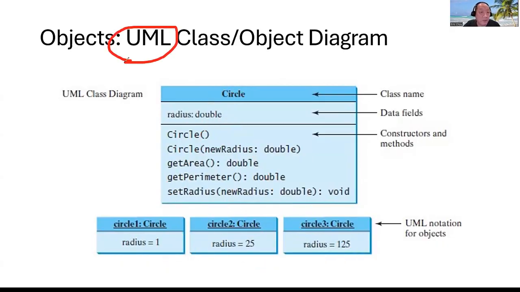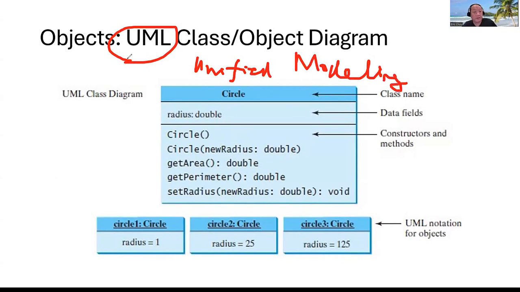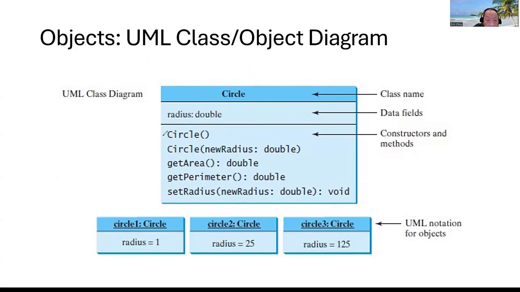This one we call UML, Unified Modeling Language. This is called UML, the UML class diagram. In here, you list down your data field. There's only one data field called radius. Then the constructors: the circle constructor and the circle constructor with a radius. Get area and get perimeter are two getters, and one setter function, set radius. Any questions so far?